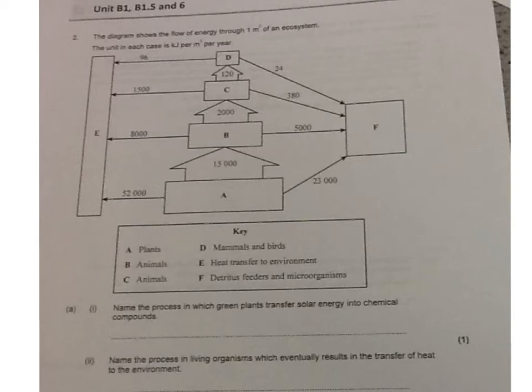Okay, so we're moving on now to question 2. Sorry about the picture, but we'll go through it. It says the diagram shows a flow of energy through 1 metre squared of an ecosystem. The unit in each case is kilojoules per metre squared per year.